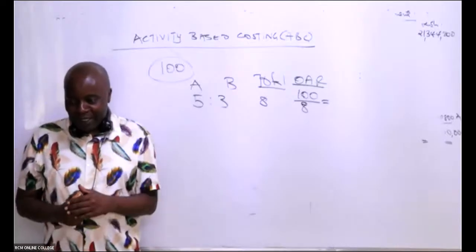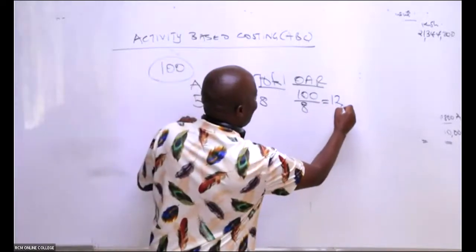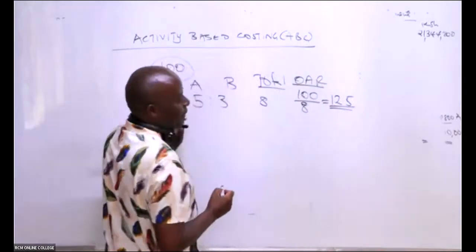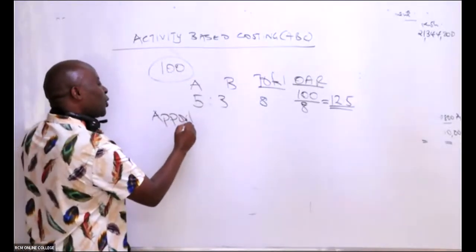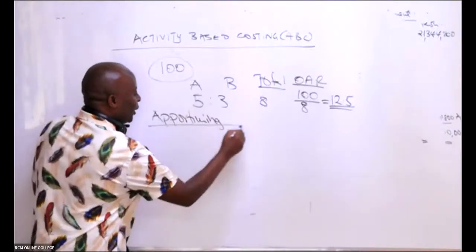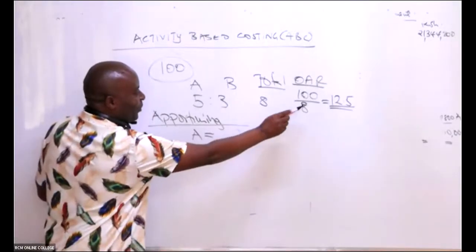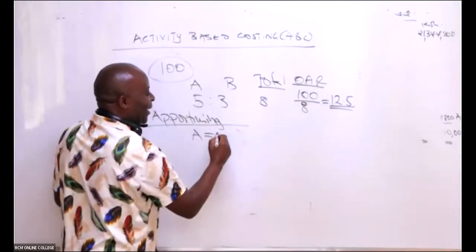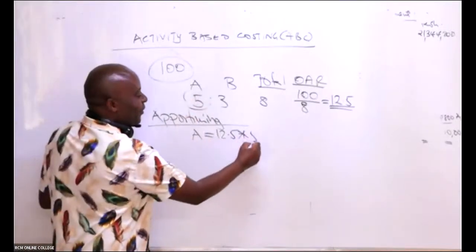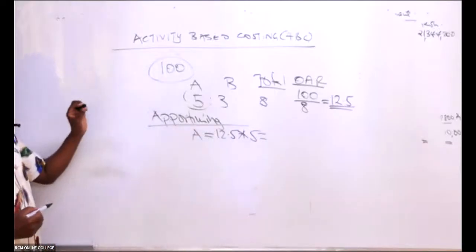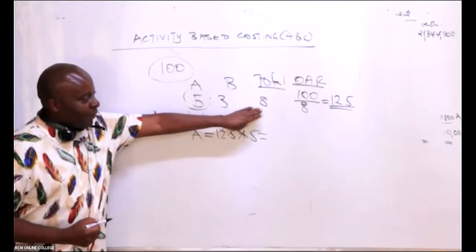So is there somebody who is able to give me this OAR, overhead absorption rate? What is 100 divided by 8? 12.5, isn't it? So this gives me 12.5 per unit of the activity. So that when I'm now apportioning the money, instead of using the fraction approach, I will say, A, we know that he's supposed to be consuming 12.5 per unit. But you see, A has got how many units here, somebody? 5. A has got 5.